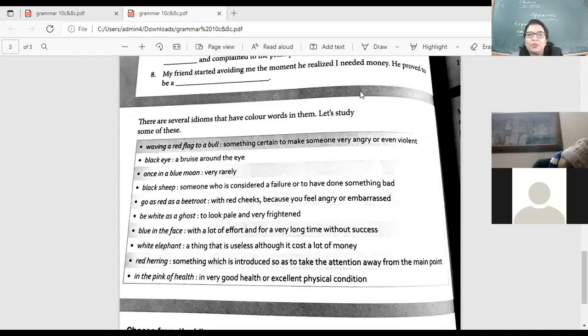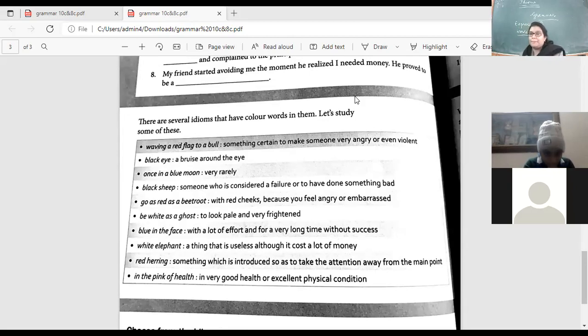Now, there are some which have colors in them, right? Let's start with what could they mean? Waving a red flag to a bull. What is said when you show a red flag to a bull? You show a red scarf or a red flag. What happens to the bull? It seems it attacks that person. It gets angry. Yeah. Okay. So waving a red flag to a bull, making someone angry, isn't it?